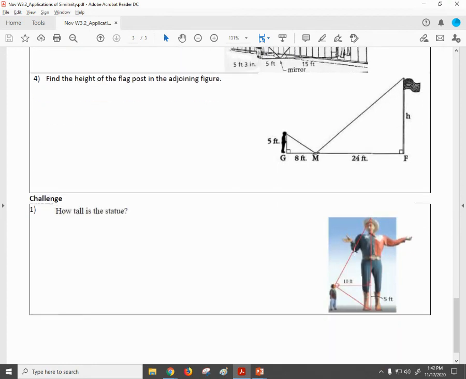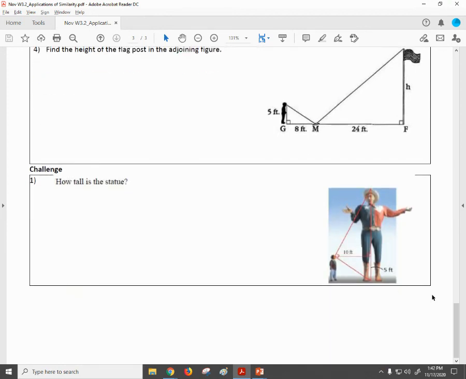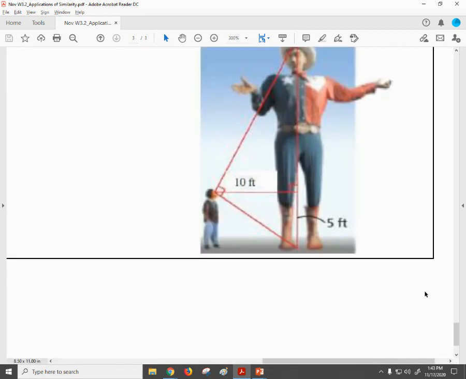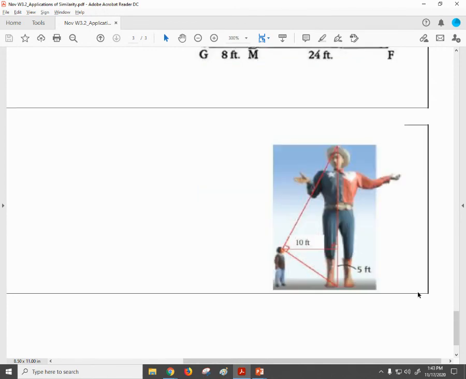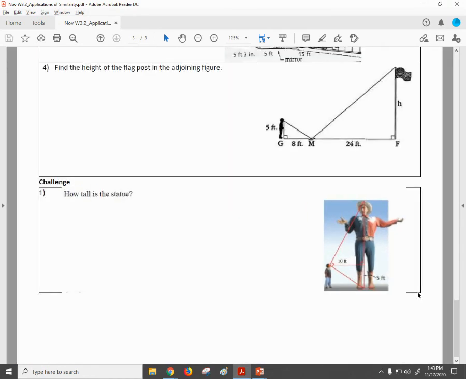And here is a challenging question. A person is looking at the top of a statue, and the horizontal distance is 10 feet, and he is looking at the feet of the statue, and he found that the vertical distance is given as 5 feet. What is the total height of this statue? That's the question. At this point, I want all of you to try.